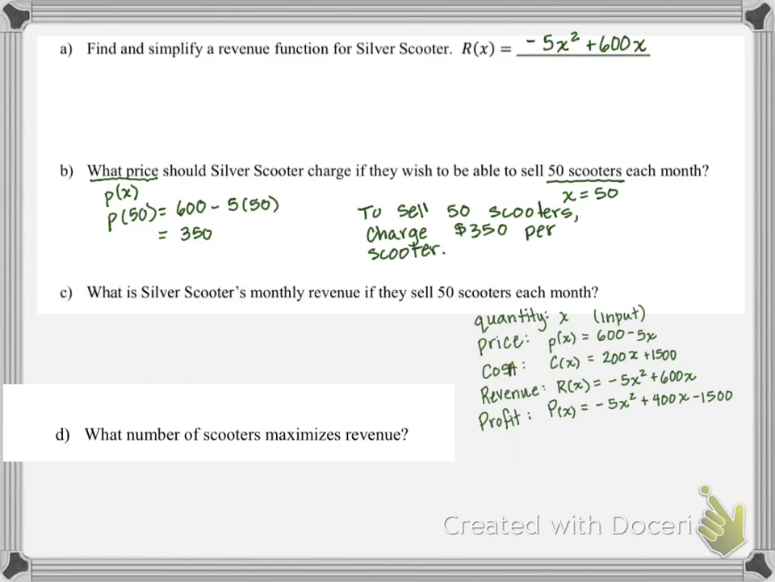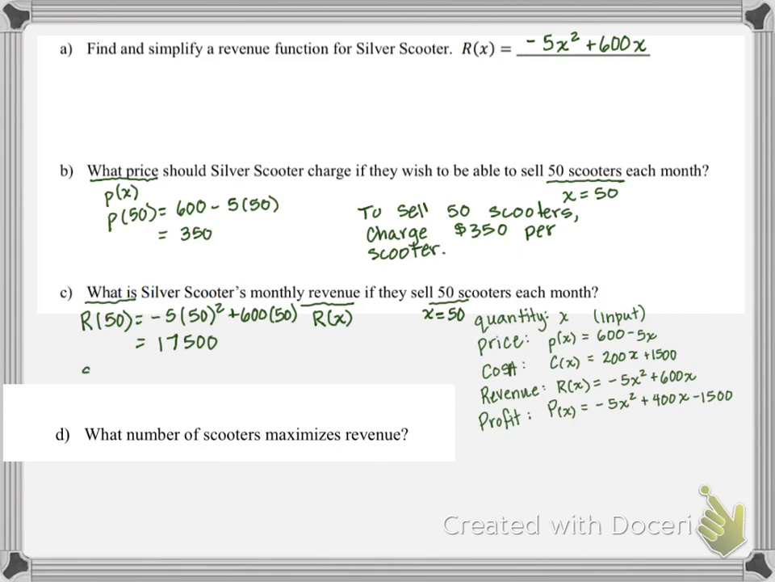So now I want to know what the revenue is if we sell 50 scooters each month. So again, they give us the quantity, x equals 50. And we want to know what is the revenue. So I should use the revenue function. So we're going to evaluate R of 50. So R of 50 equals -5 times 50 squared plus 600 times 50, which gives us, I think it's 1750, but you guys might want to check. Or 17,500. Yeah?